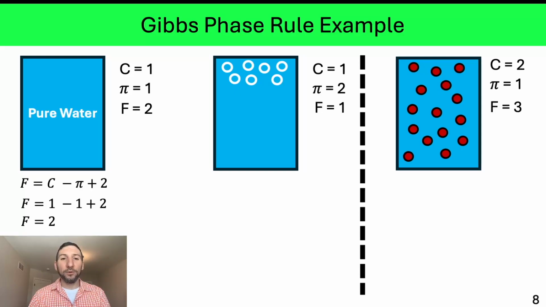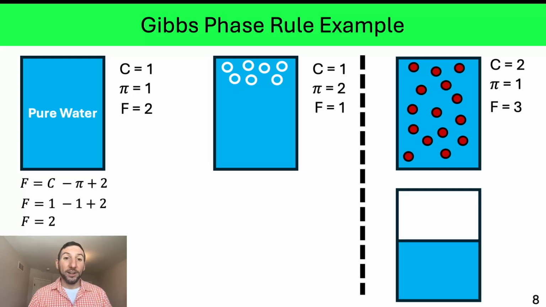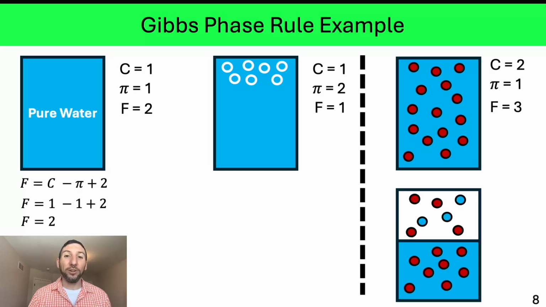Now, in this scenario, let's say we take it one step further, and now we've got two different phases. We've got liquid, and we'll say we have ethanol in the liquid phase, and then we have ethanol and water in the vapor phase. In this case, we've got two components, we've got two phases, and now for our degrees of freedom, we have two.